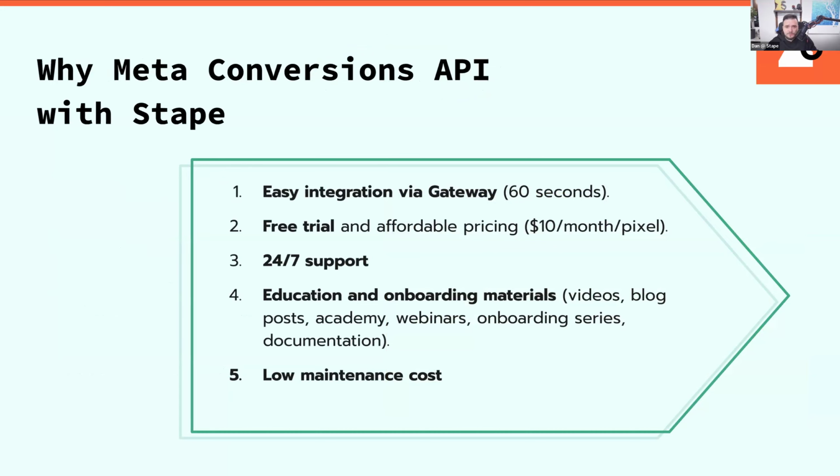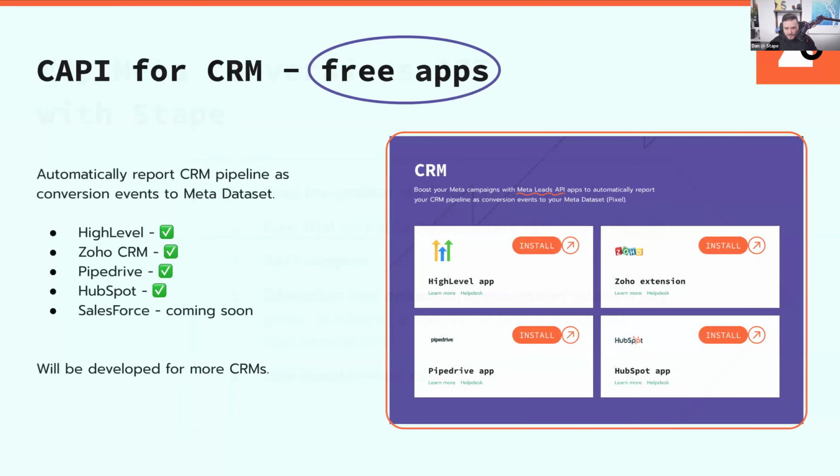And low maintenance cost, which is mentioned above, it's like 10 months per pixel, so it should be fairly easy for you to start. Now, the next slide here is that if you are running gateway on Stape, meaning your pixel is connected to a conversion API gateway, we've released a bunch of applications that make CRM integration into this whole situation very easy. And this is what I'm going to demonstrate shortly.